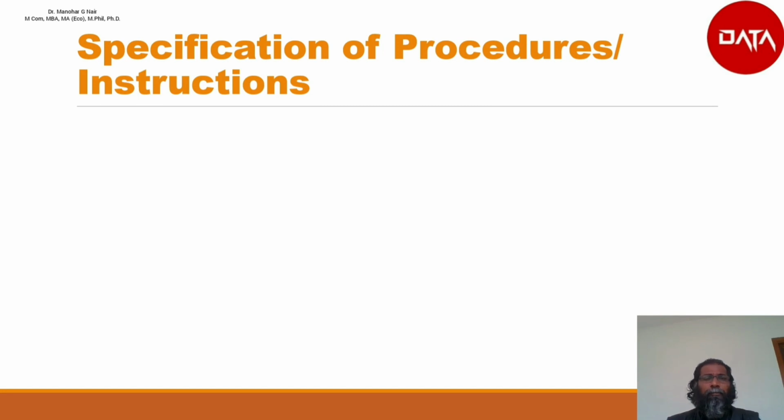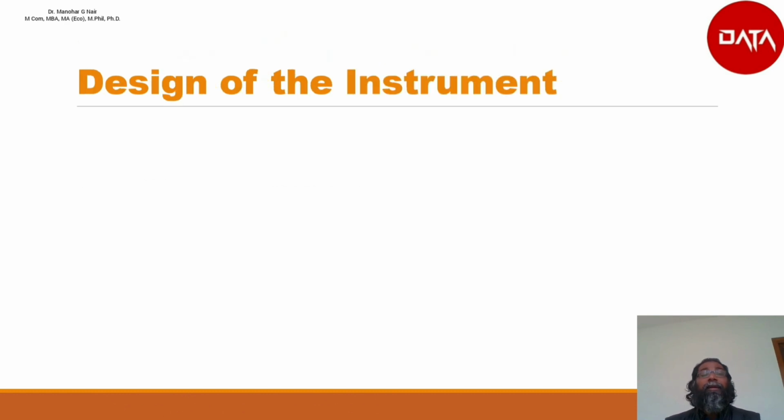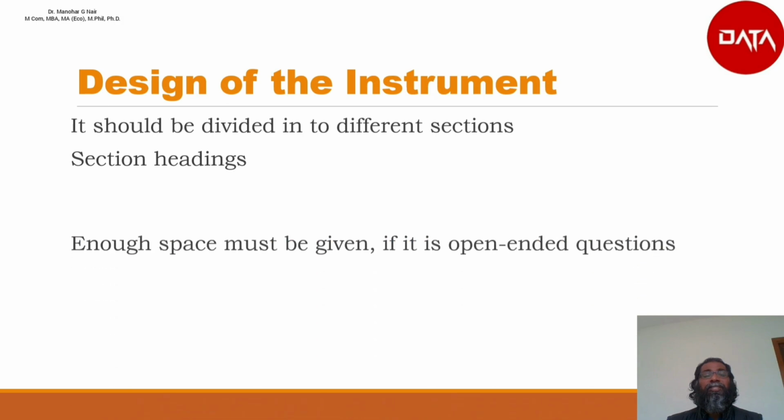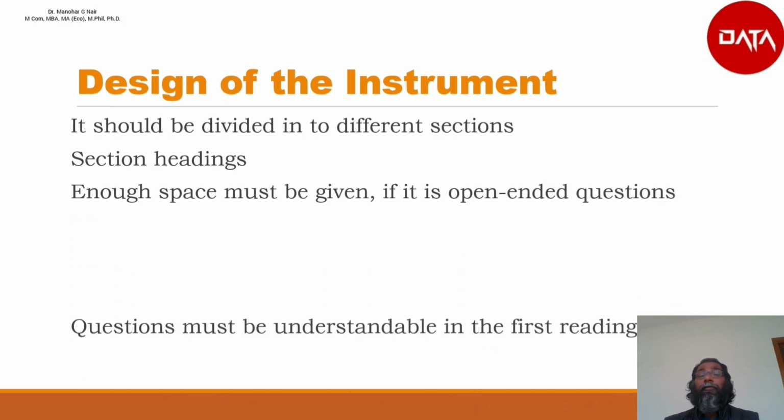The next important point is the specification of the procedure or the instructions given in the instrument. Procedures or instructions must be given very clearly, and clarity should be there. There should not be any complicated question. And while designing the instrument, it should be divided into different sections and subsections, and the section headings must be specified. Enough space must be given if it is an open-ended type of question.